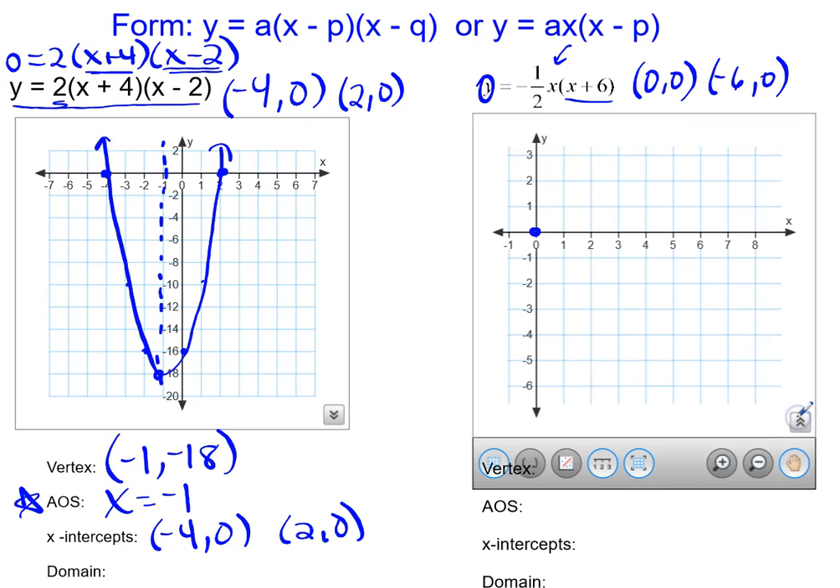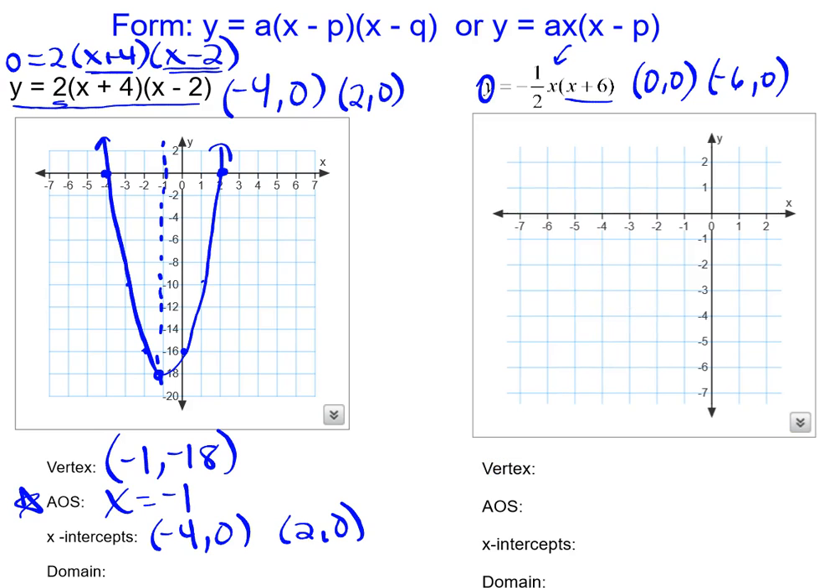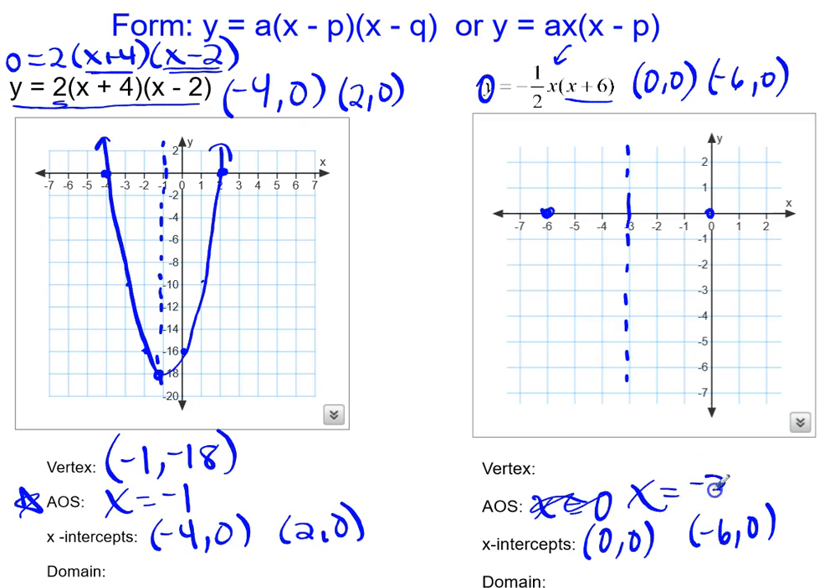Oops, we need to fix this graph a little bit. Okay, (0, 0) and (-6, 0). Right in the middle is going to be -3, so our axis of symmetry is going to be right here at -3. So let's fill in what we know. Down here, (0, 0) and (-6, 0). Axis of symmetry at x equals 0. Now to find the vertex, sorry, not at x equals 0. x equals -3. Lots of zeros in there.